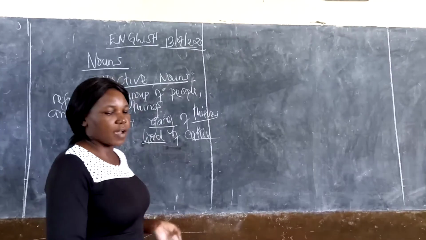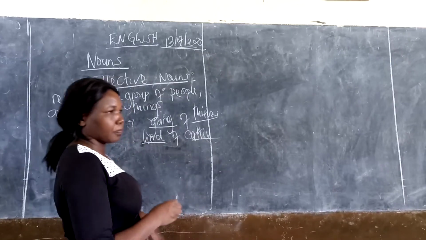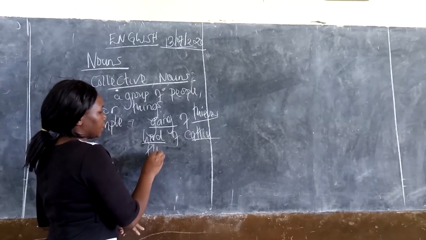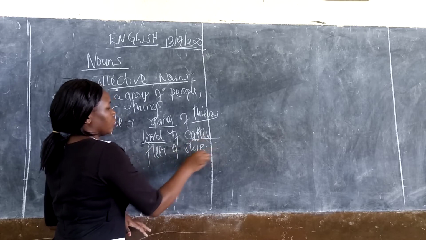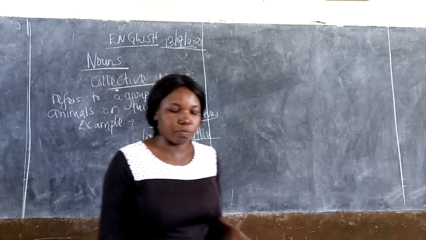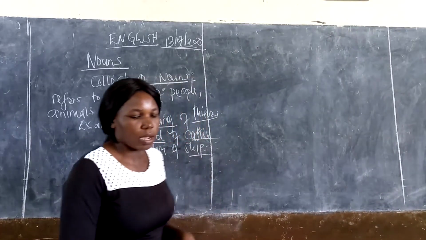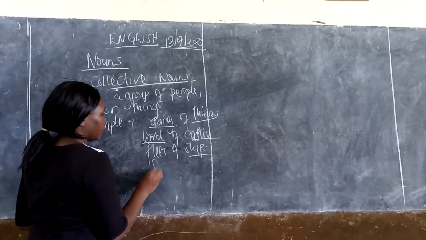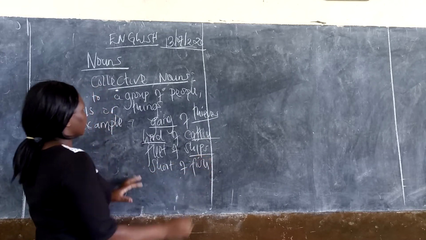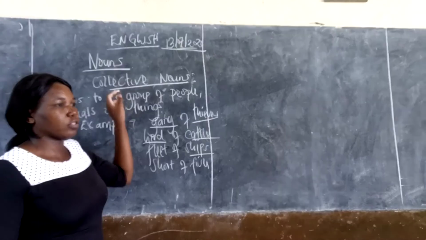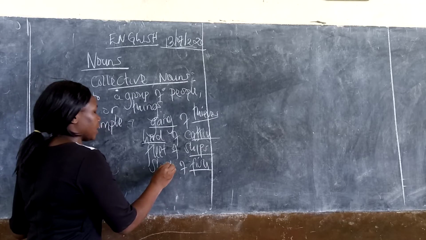Then we have a fleet of ships. This is not sheep, this is the ship, the one that is used for transportation on water. That is the one that I'm talking about. We have a shoal of fish. This is just an example of collective nouns. Very many fish together are known as a shoal.